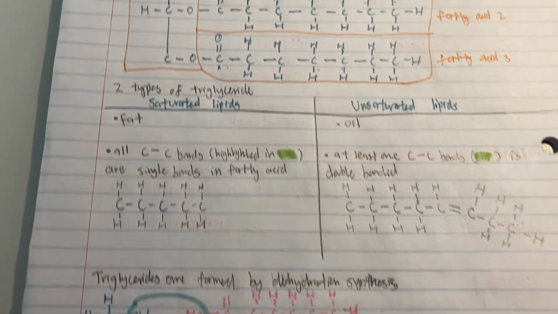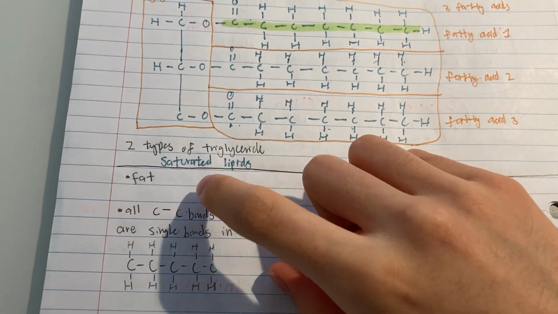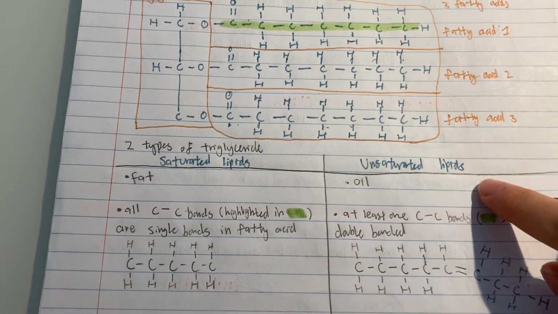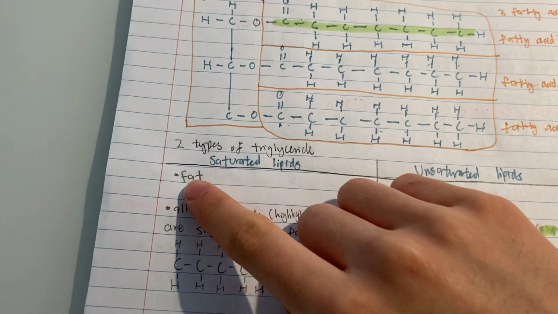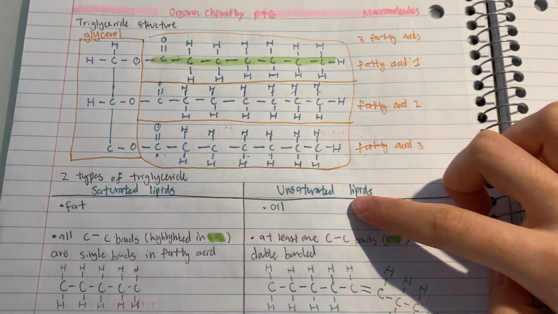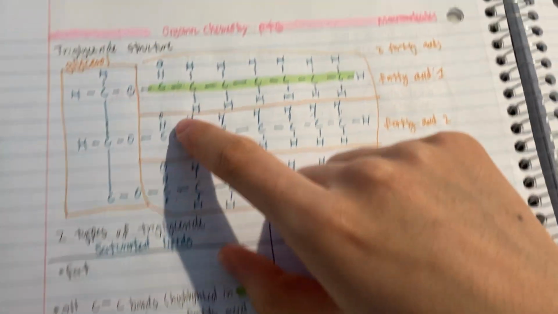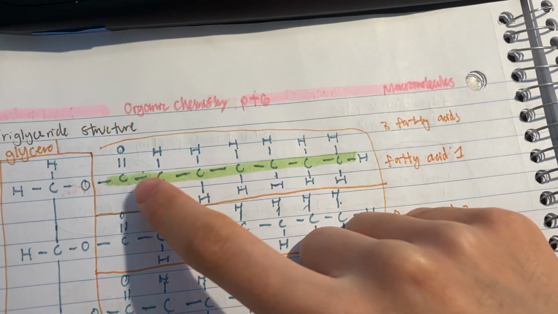So there's 2 kinds of triglycerides. One is saturated and one is unsaturated. Saturated is like fat, remember butter? And then unsaturated is like oil, say like olive oil. So do you see this highlighted part, the green part, the carbon bonds, all of this?